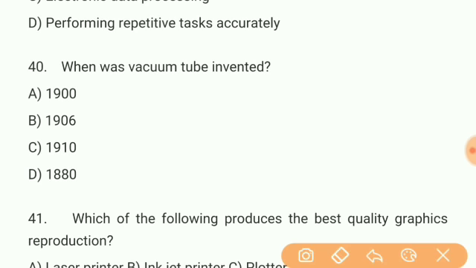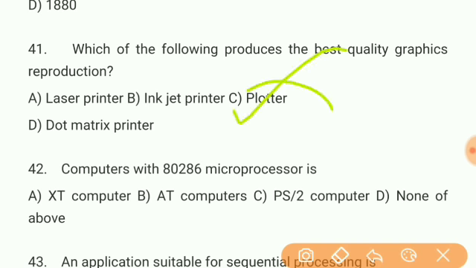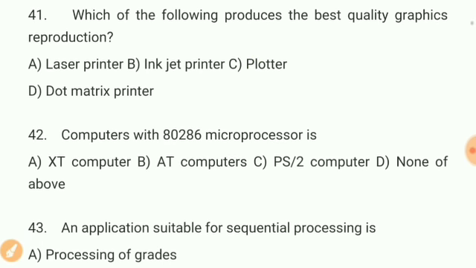Then when was the vacuum tube invented? Number C is the correct answer, 1910. Vacuum tube was invented in 1910. Which of the following produces the best quality graphics reproduction? The answer is number C, plotter. It produces the best quality graphics reproduction.